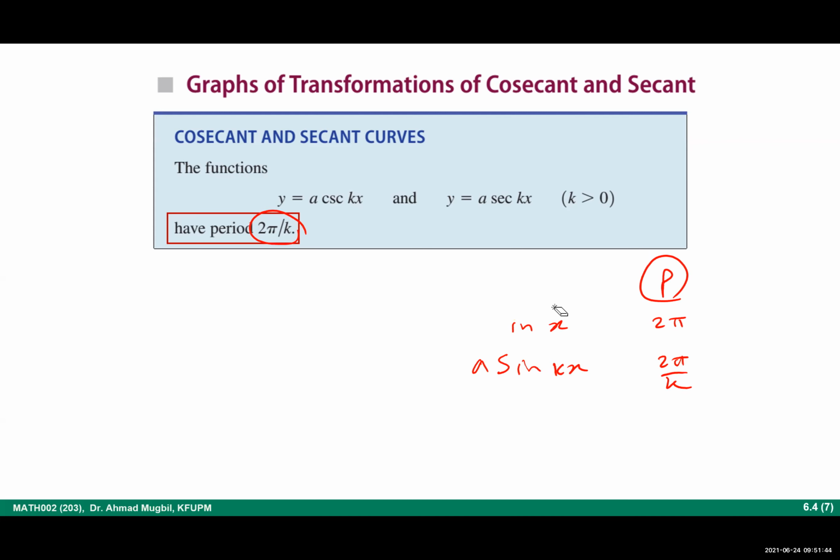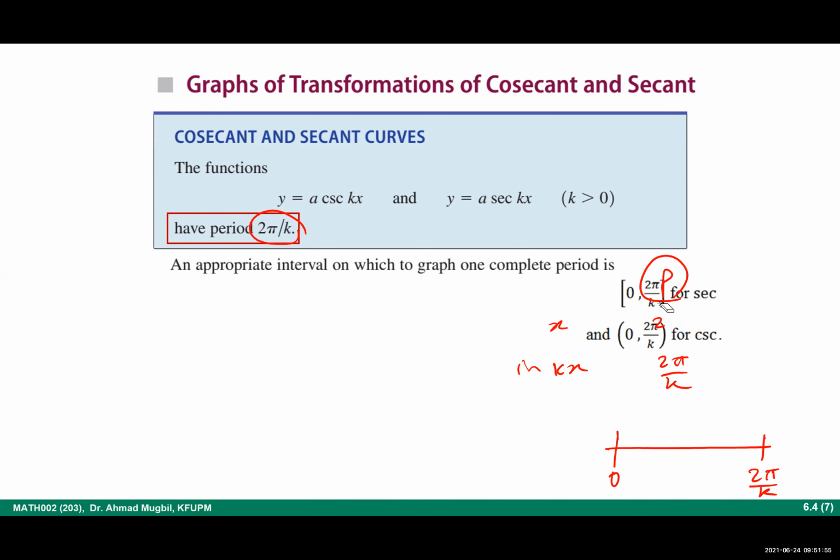So also you remember, we usually sketch the graph from where to where? From 0 to 2 pi. Here we will draw it from 0 to 2 pi over k, the same idea. Just, I think in the case of cosecant, we have a problem there. So we will make it open, because at 0 and at 2 pi over k for cosecant, we will have sine equal to 0. So there will be a vertical asymptote.